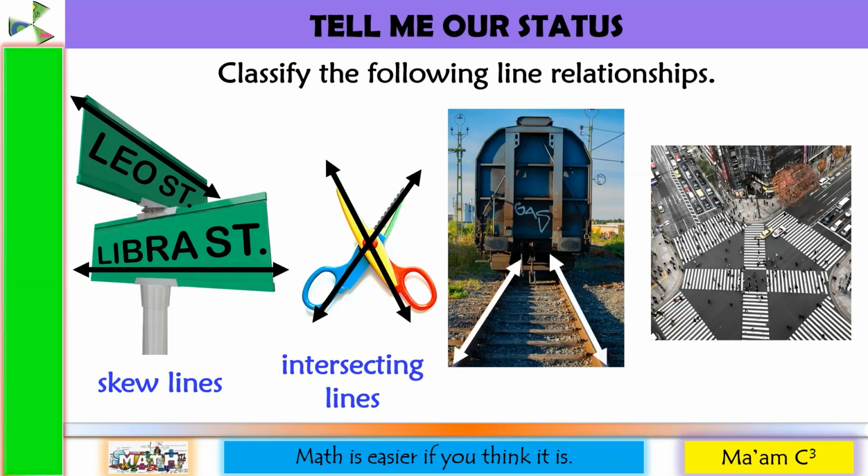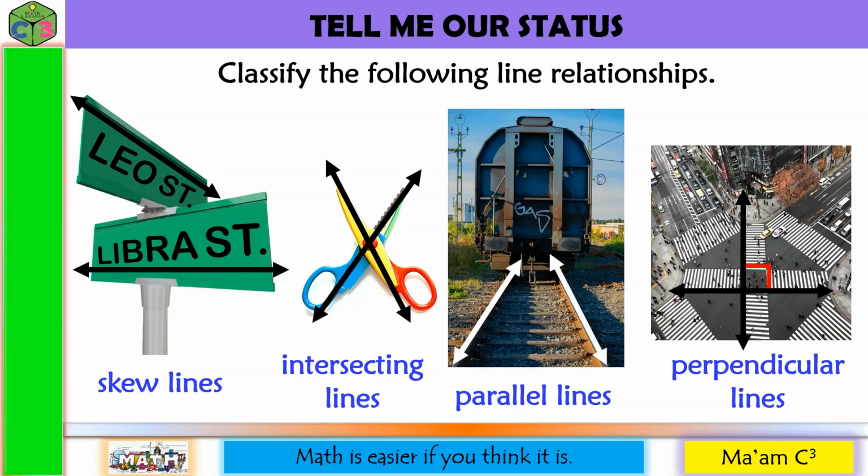Next one, railroad. This line and this line. The picture may show that these lines are not equidistant with one another. But we all know that railroad tracks are equidistant and so they are parallel lines. And last one, this line with this line. They form a right angle here, so they are perpendicular lines.